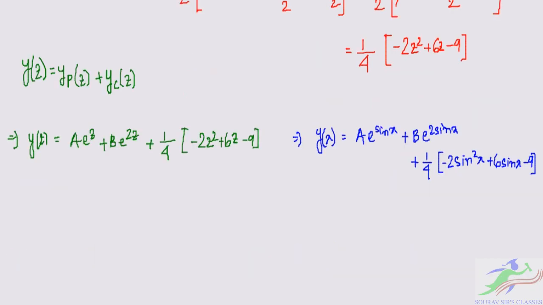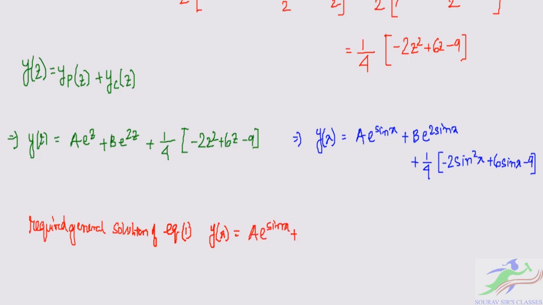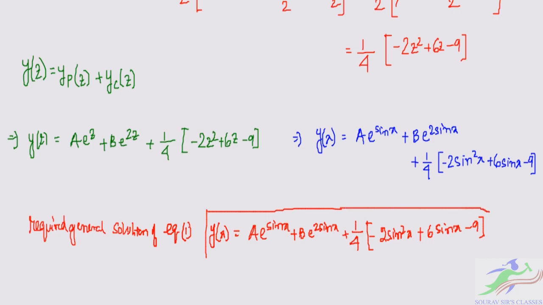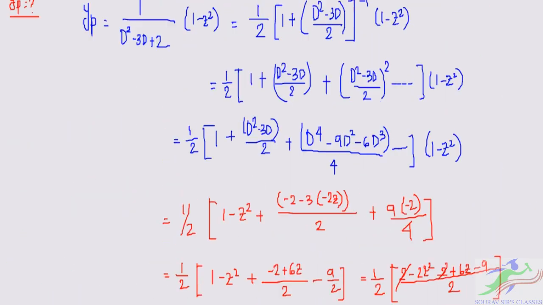So this is the required solution. The required general solution of equation 1 is y of x equal to A e to the power sin x plus B e to the power 2 sin x plus 1 by 4 of minus 2 sin square x plus 6 sin x minus 9. So that is the answer to question 6b.